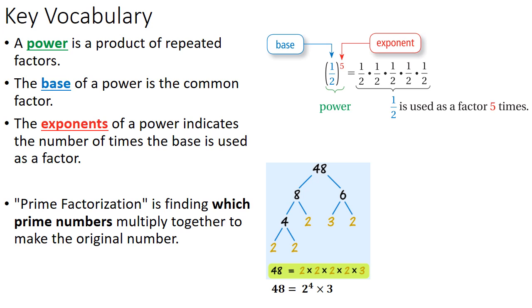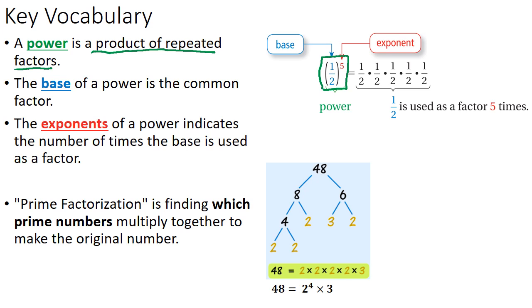So for some key vocabulary here, we have our power, and a power is a product of repeated factors. Okay, so what we can see here is that our power is going to be referring to the entire expression over here. Okay, it includes the bottom number, the big number, and the little number, the top number up here in that right hand corner.